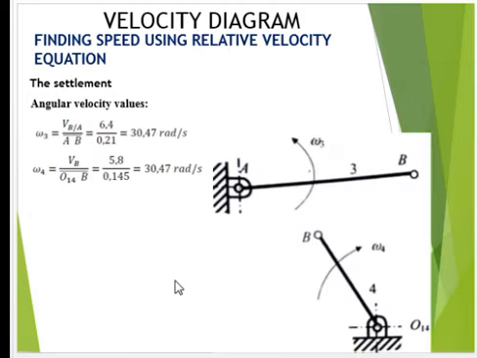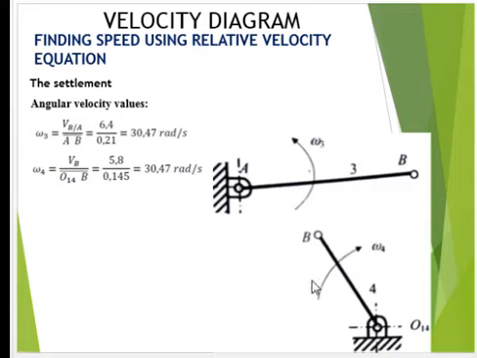After that, we can calculate the angular velocity of link 3. Omega 3 equals velocity of B relative to A divided by radius AB. 6.4 divided by 0.21, and the result for angular speed omega 3 is 30.47 radian per second.